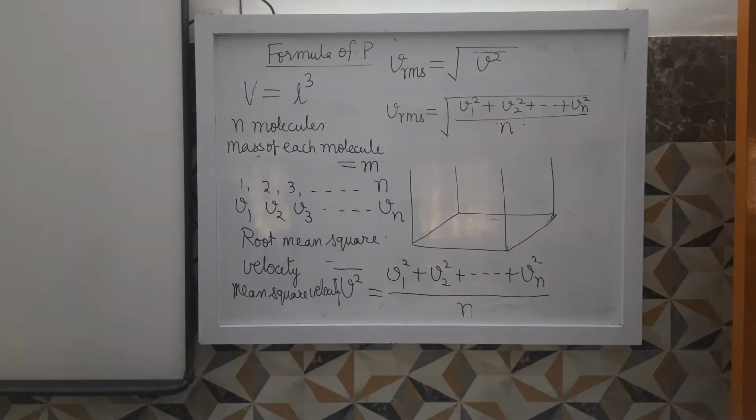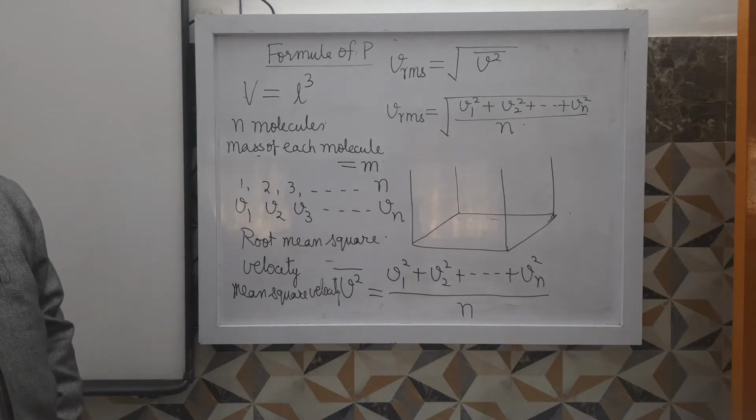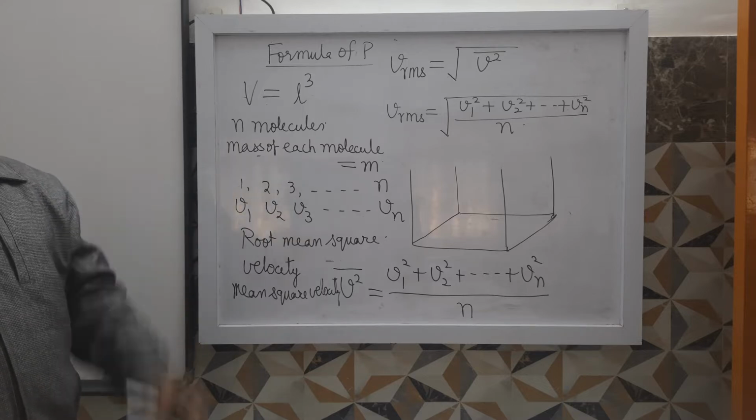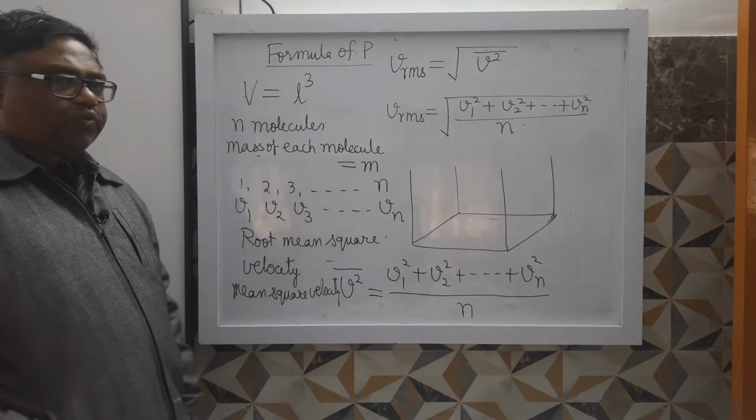So you can see once again, by using the postulates of the kinetic theory of gases, we are going to derive the formula of the pressure exerted by an ideal gas. Here we have taken a cubical container whose each edge equals L. Therefore, what will be its volume? V equals L cube. What will be the available volume for the movement of molecules? The available volume for the movement of molecules will also be V.